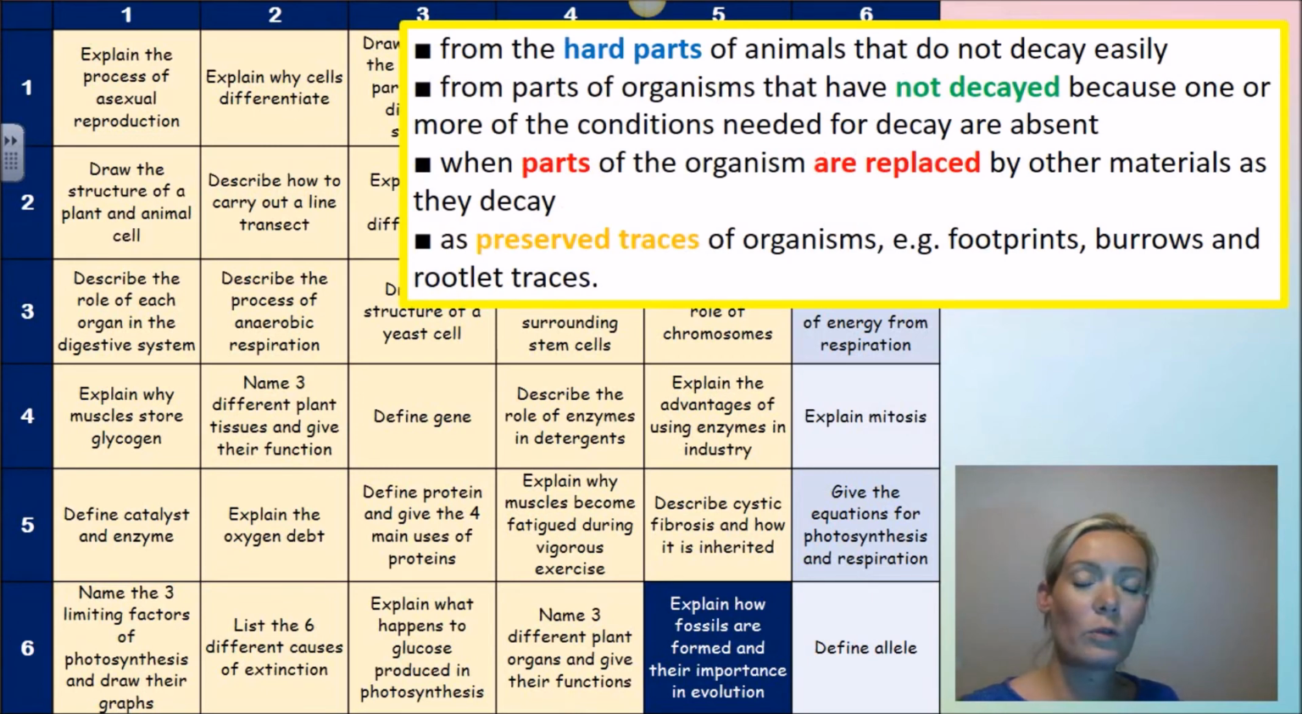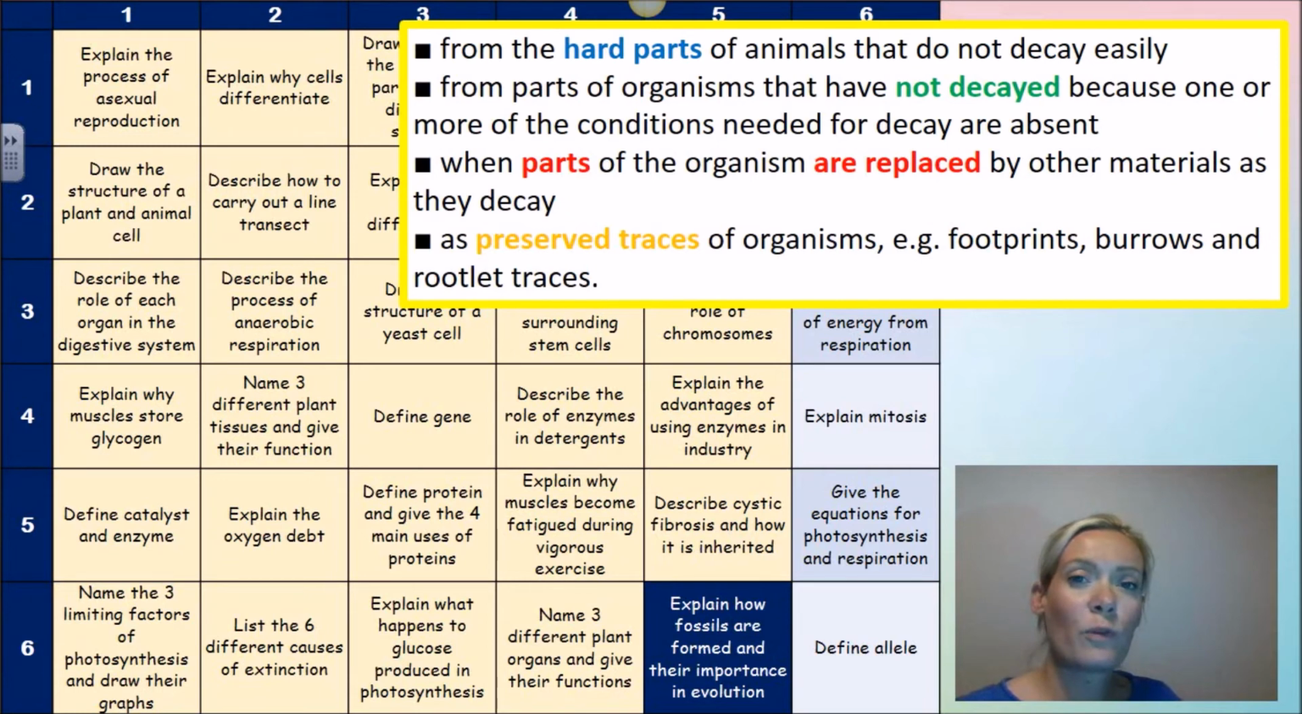Okay, explain how fossils are formed and their importance in evolution. So fossils are essential in evolution to describe and show us what has happened. So it's our only evidence given to early life forms. That's really all we have to go on in terms of showing how the bone structure, etc., has changed over millions of years. So they are vital in showing any sort of evolutionary links between different animals.